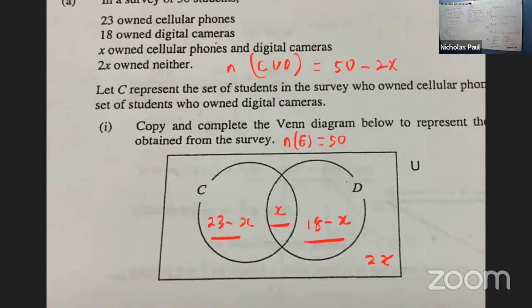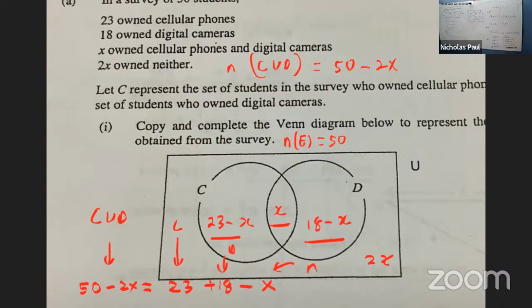Or we do it in a nice little way. I just want to write it underneath. The formula is A union B, which is 50 minus 2X, is equal to the number in C. The number in C is 23, the number in D is 18, and you're minusing the intersection. Any trouble? You agree that this is union? You agree that this is C? You agree that this is D? And you agree that this is intersection?